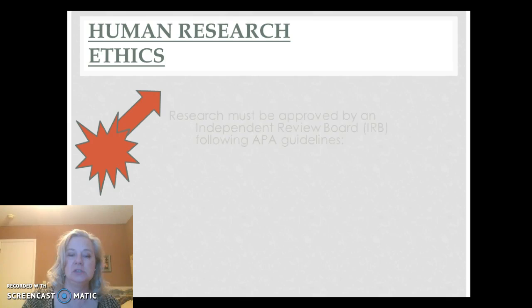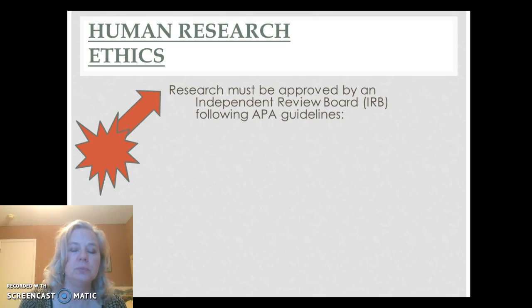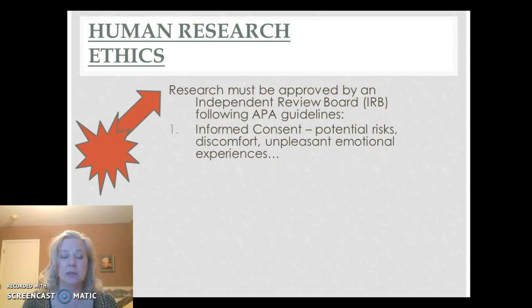Any psychological research that is done must be approved by an independent review board. So whether you're at a college or university, or whether you're working for a corporation and you're doing research, there is an independent review board that will review your application following American Psychological Association guidelines that you will find below. So take time if you need to stop and pause and get these down, but these are absolutely essential for you to know and to remember for both the test and for any future research you might do.